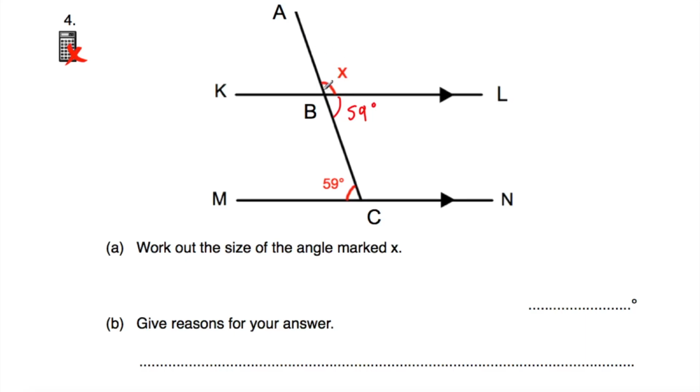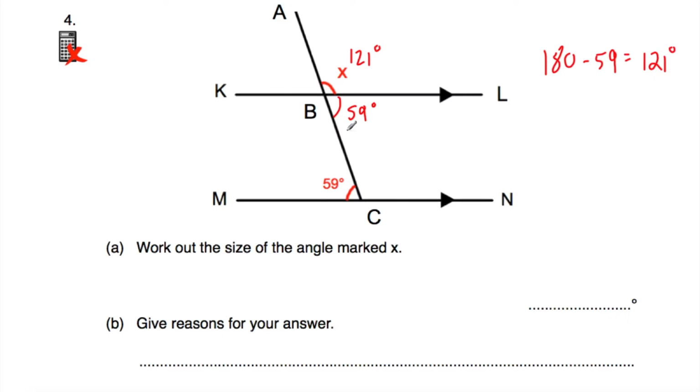Then if we look at this diagonal line, that's a straight line. So that means that 59 degrees and the X make a straight line. So if we do 180 take away 59, that's equal to 121 degrees. So X is 121 degrees. That's one approach: considering that these are alternate angles, finding the size of this angle, then considering the straight line and finding the size of that angle. I'll explain that one now.